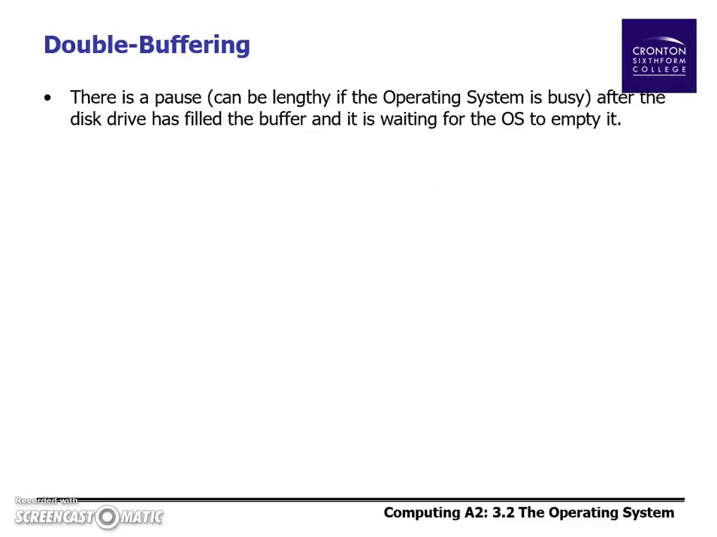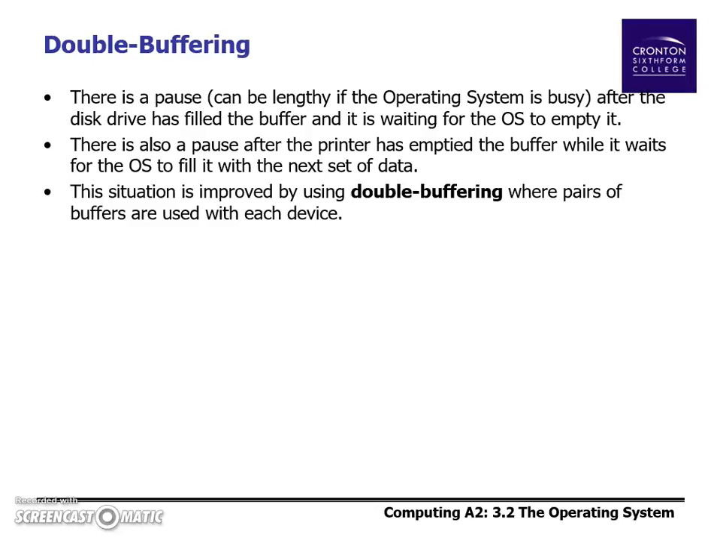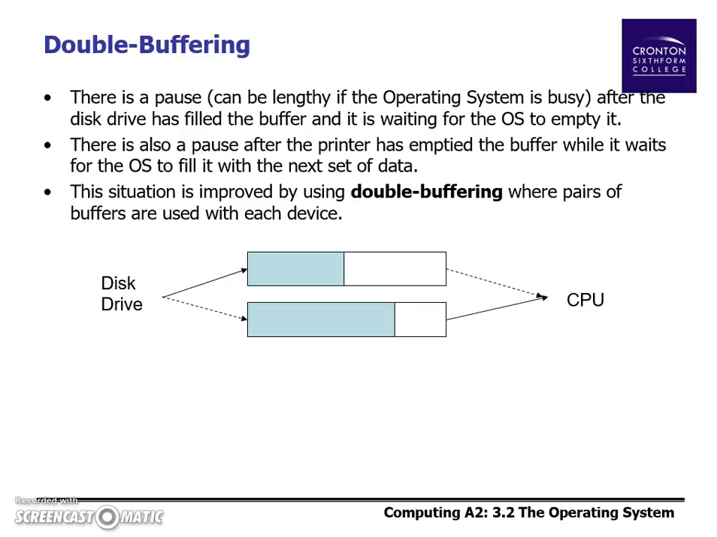So double buffering. There is a pause, and it can be lengthy if the operating system is busy, after the disk drive has filled the buffer and is waiting for the operating system to empty it. There is also a pause after the printer has emptied the buffer while it waits for the OS to fill it with the next set of data. The situation can be improved by using double buffering, where pairs of buffers are used with each device.